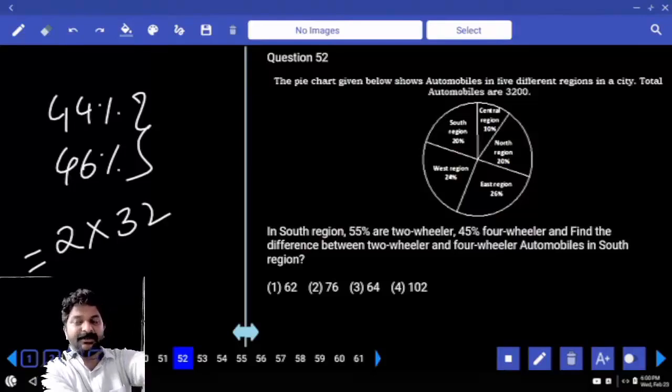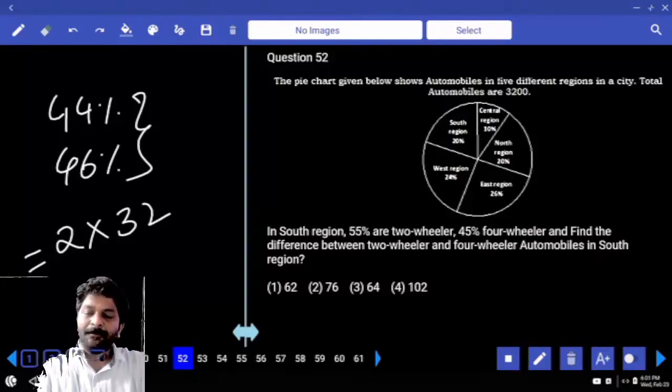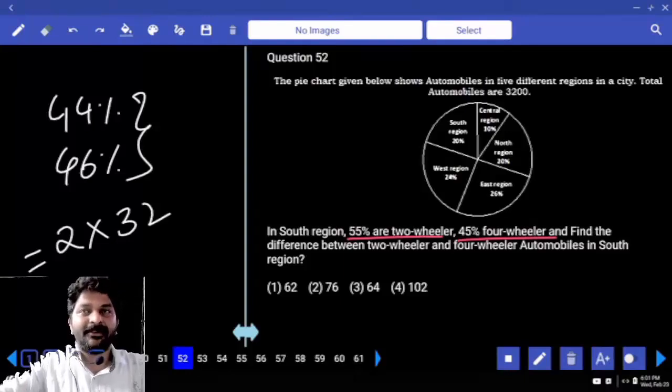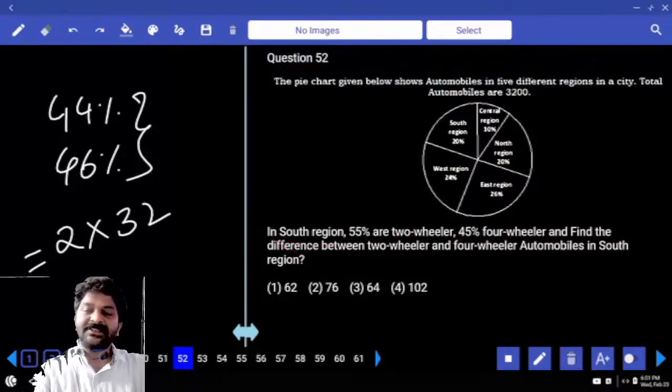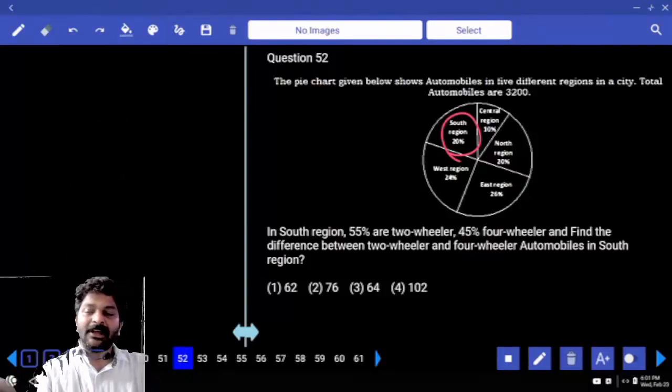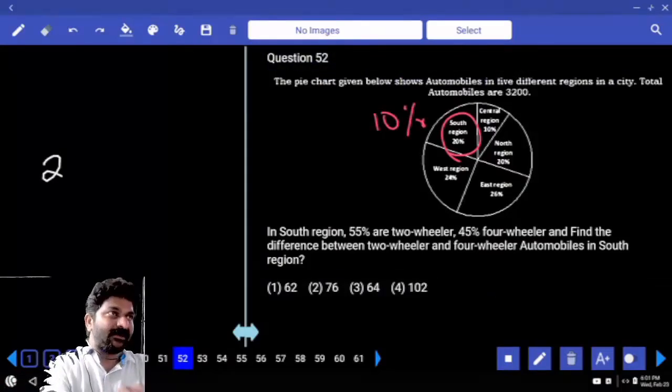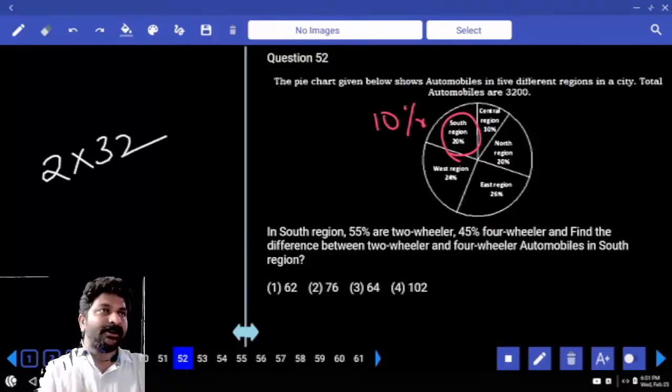In south region 55% are two-wheelers, 45% are four-wheelers. Find the difference between two-wheelers and four-wheelers in south region. What is the difference in terms of percentage? 10%. 10% of south region only? What is the total south region? 20. Out of that, 10% difference in the sense 2% only. That is equal to 2 into 1% value. 2 into 32. 64. We don't have to separately calculate both.